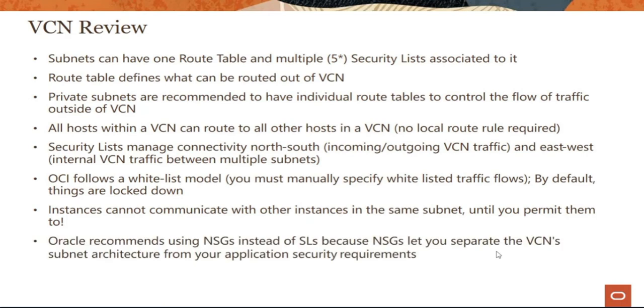Final thing, we looked into this in the previous module. Oracle recommends using network security groups instead of security lists because network security groups let you separate the VCN subnet architecture from your application security requirements. What does that mean? Two instances in the same subnet with security lists need to have the same security posture, meaning incoming and outgoing traffic on specific ports have to be the same. In the case of network security groups, that's not a restriction. You could have different kinds of traffic, different ports, different protocols, different destinations and sources supported, even though those two instances are in the same subnet.